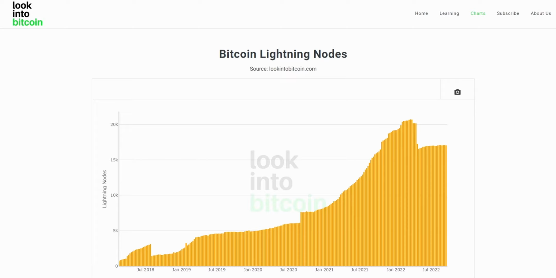Hi everyone, today we're going to be going over the Bitcoin Lightning Network nodes chart and how you can use this tool to help improve your Bitcoin investing and analysis. This chart, as well as many others, are all freely available on lookintobitcoin.com, your number one source for Bitcoin information.